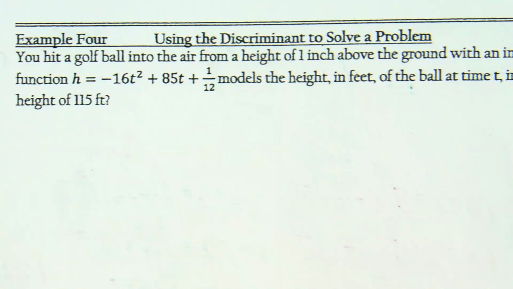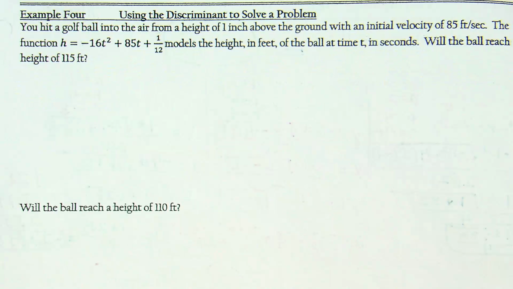If I can get zoomed out enough, okay, there we go. You hit a golf ball into the air from a height of 1 inch above the ground with an initial velocity of 85 feet per second. The function h equals negative 16t squared plus 85t plus 112 models the height in feet of the ball at time t in seconds. Will the ball reach a height of 115 feet?